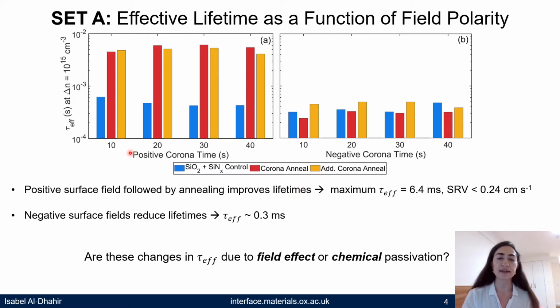And the yellow bars indicate the lifetimes after we perform an additional corona anneal to see if we have yet maximized the passivation. And so we determined that annealing in the presence of positive surface fields shows a substantial improvement in effective lifetimes, whilst annealing in the presence of negative surface fields showed reductions. Now, these results are not at all surprising or unexpected on N-type silicon. However, what is not immediately clear is whether these changes in passivation are predominantly due to field effect or chemical passivation.